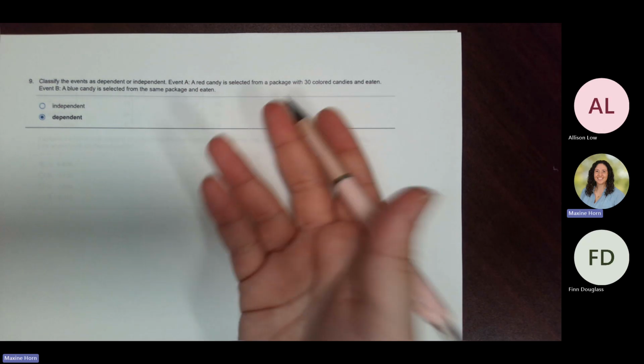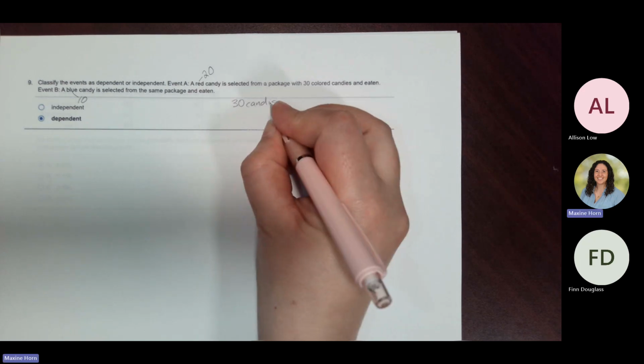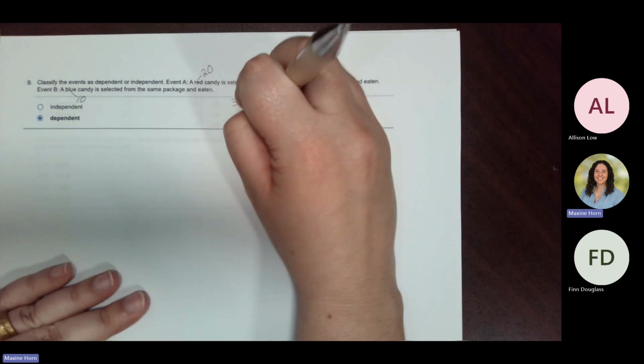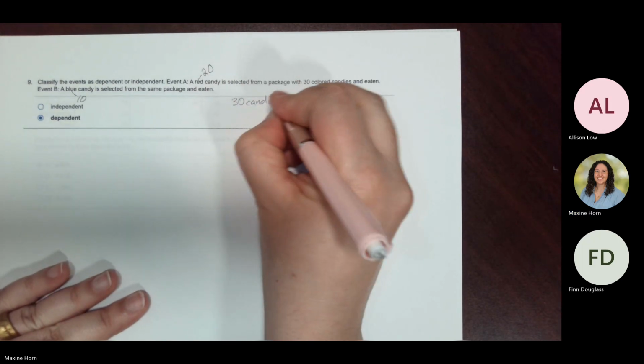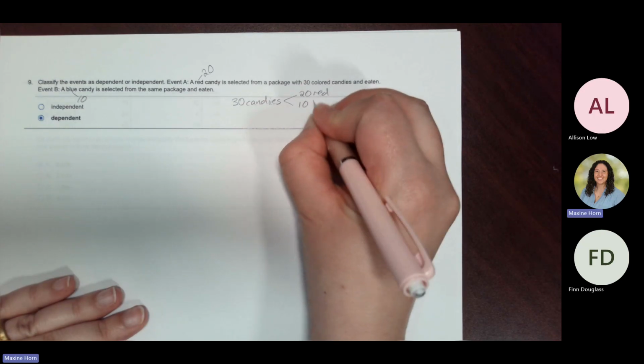So in order to illustrate this, I'm going to assign some numbers. It's going to be easier to deal with actual numbers. So they're saying that there's 30 candies in this bowl or bag, package. There we go, package. So it's 30 candies in the package. I'm going to say that 20 of them are red and that 10 of them are blue. Okay, so we have 30 candies. And we're saying that 20 of them are red and 10 of them are blue. Okay.